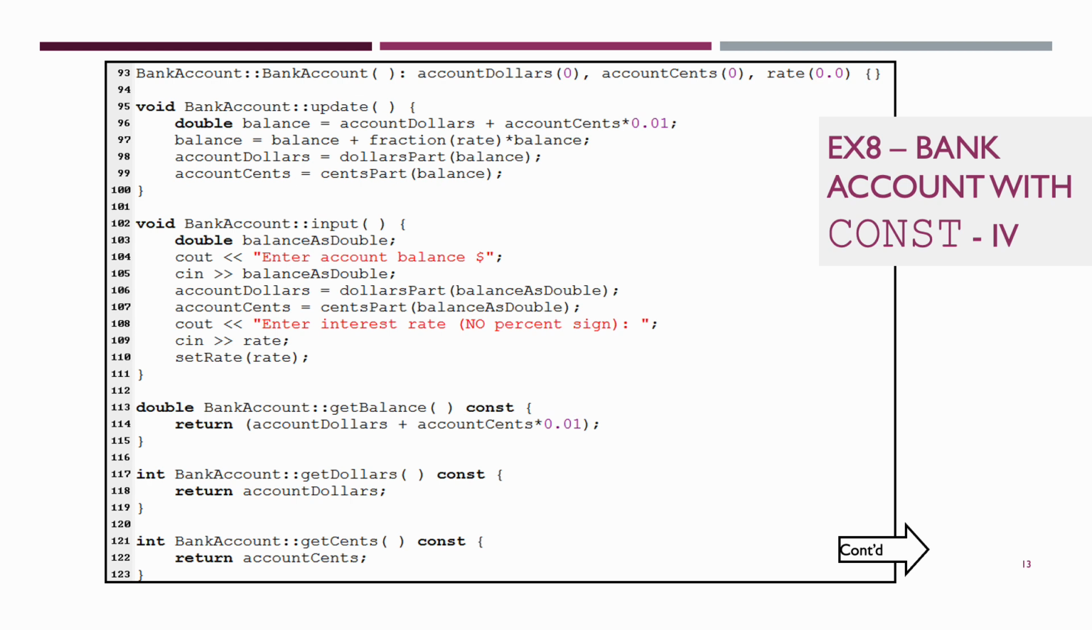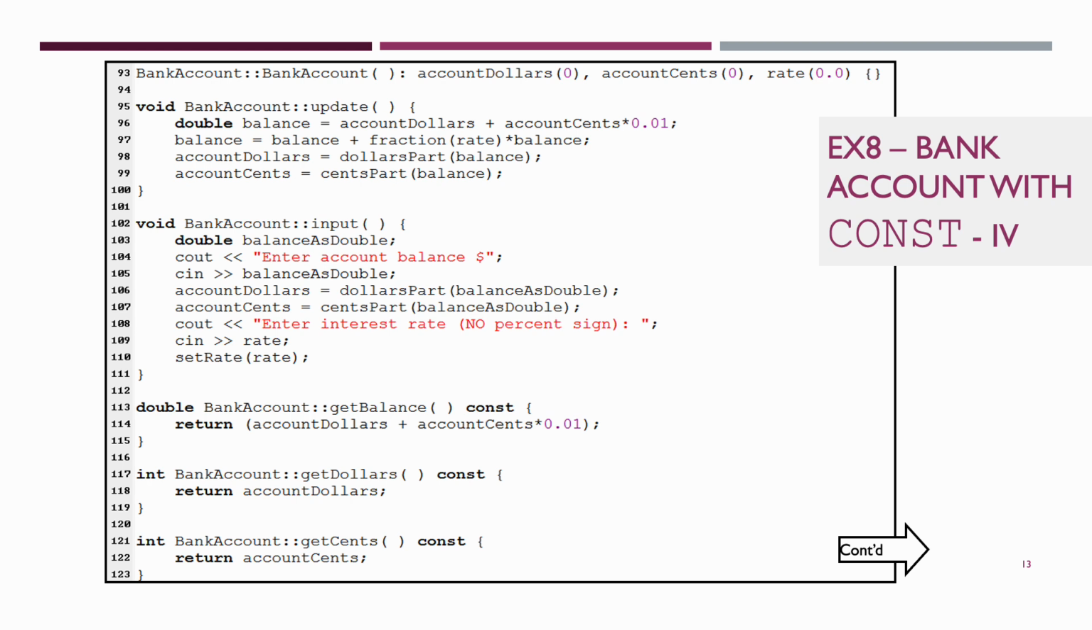So here we will focus on update and input and getter methods like getBalance. The first one, the update method, has the purpose of calculating the new balance based on the interest rate. It starts by combining account dollars and account cents into a single double representing the balance. Now the balance is updated by applying the interest rate.